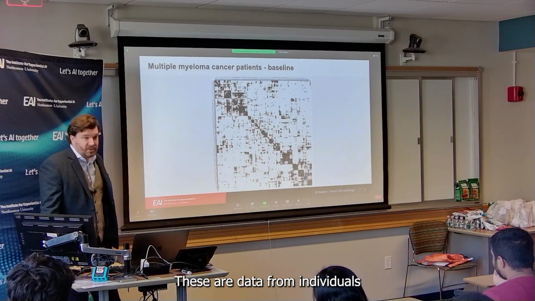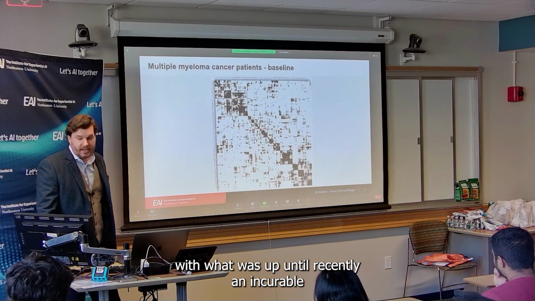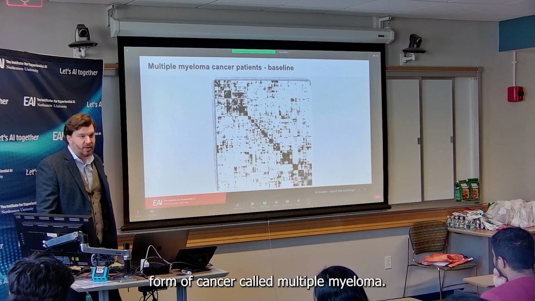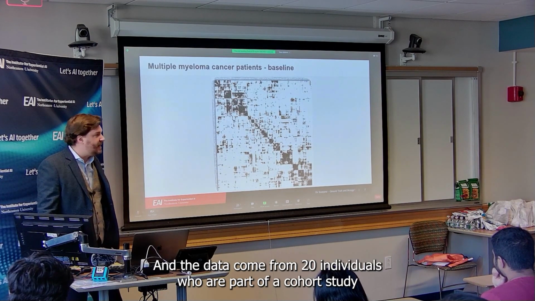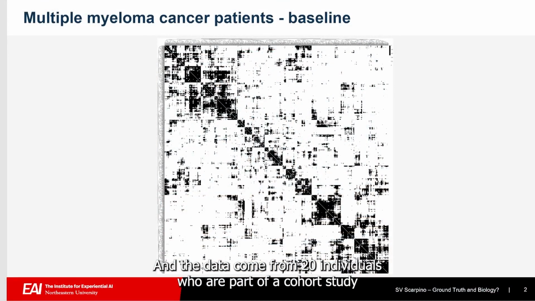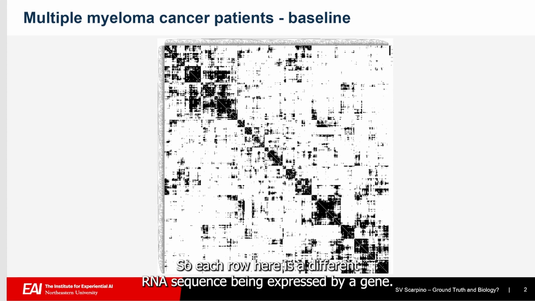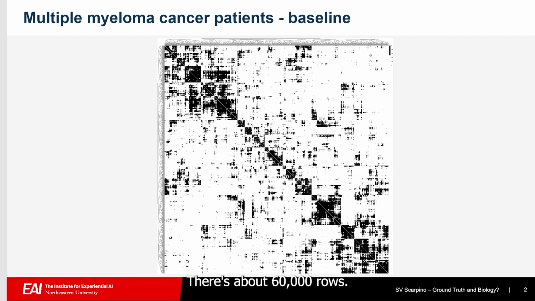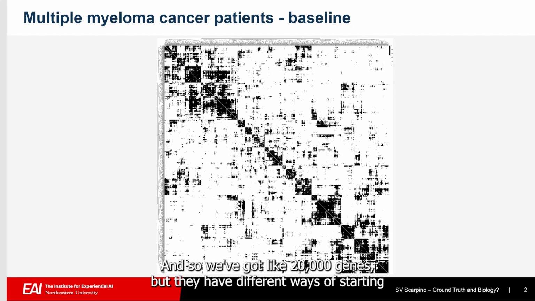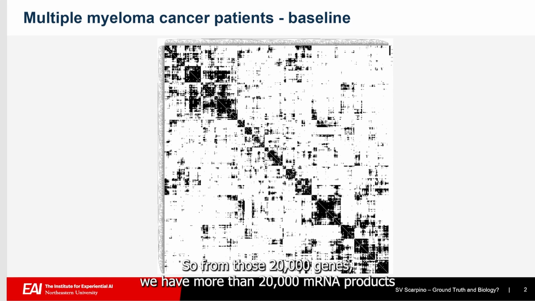These are data from individuals with what was, up until recently, an incurable form of cancer called multiple myeloma. The data come from 20 individuals who are part of a cohort study where they're sequencing the RNA to look at gene expression at different stages of cancer. Each row here is a different RNA sequence being expressed by a gene. There are about 60,000 rows, so we've got around 20,000 genes, but they have different ways of starting and stopping inside each gene, splicing themselves together, et cetera. So from those 20,000 genes, we have more than 20,000 mRNA products.